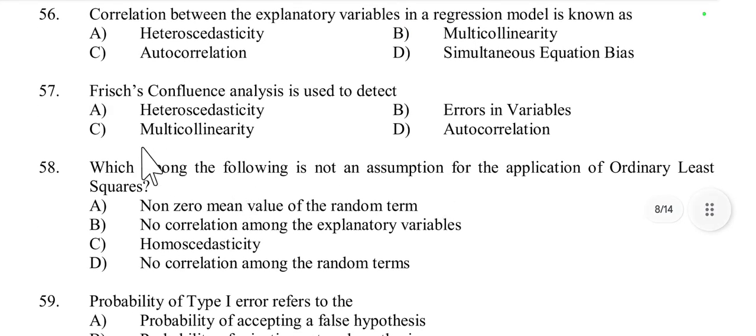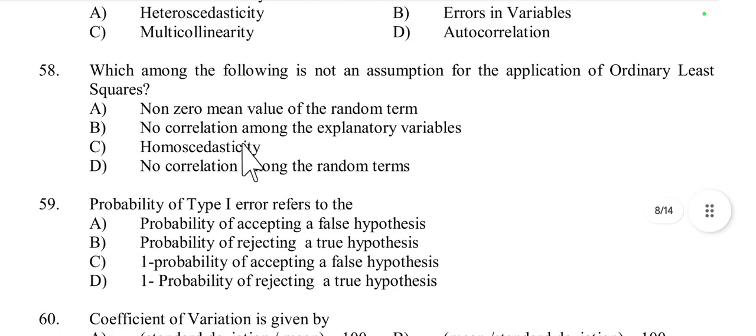Then question number 57, Frisch's confluence analysis is used to detect heteroscedasticity, errors in variables, multicollinearity, or autocorrelation. Frisch's confluence analysis is used to detect multicollinearity in economic models. It helps to identify situations where explanatory variables in a regression model are highly correlated, making it difficult to estimate their individual effect. So Frisch's confluence analysis is used to detect multicollinearity.